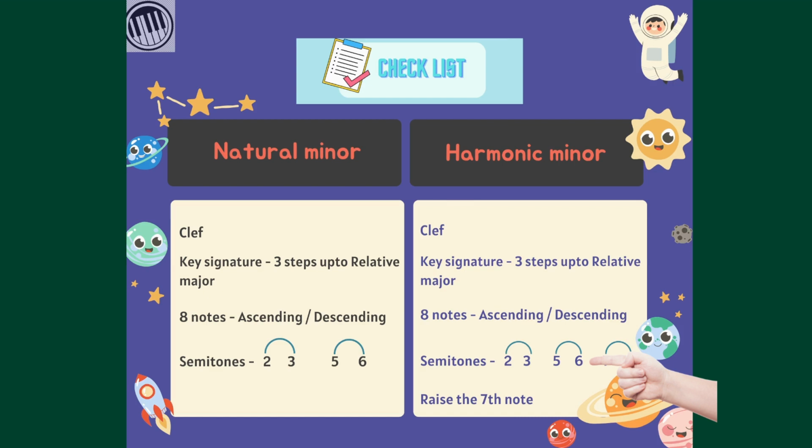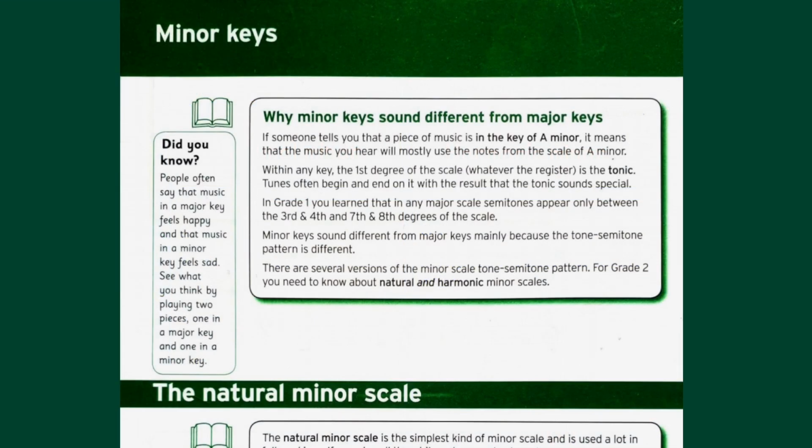Let's take a look at your workbook. Let's take a look at page 24. Now if someone tells you that music is written in the key of A minor or C major, it means it's using the scale notes from that particular scale. Right, so let's take a look at the natural minor scale.